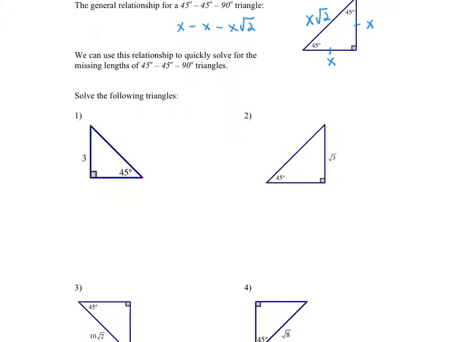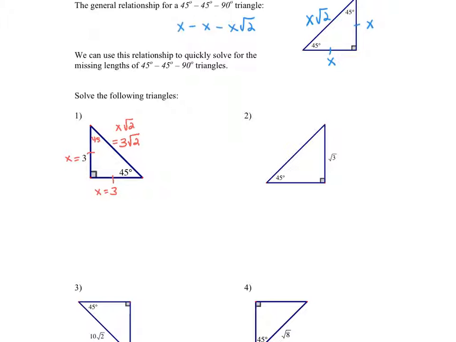For example, in number 1, again it's 45 degrees, so this angle is 45, so it's an isosceles right triangle. So that means that the two legs are equal, so we've got 3 and 3, and then our hypotenuse would be the leg times the square root of 2. So keep in mind that this is x and x, and the hypotenuse then was x square root of 2.